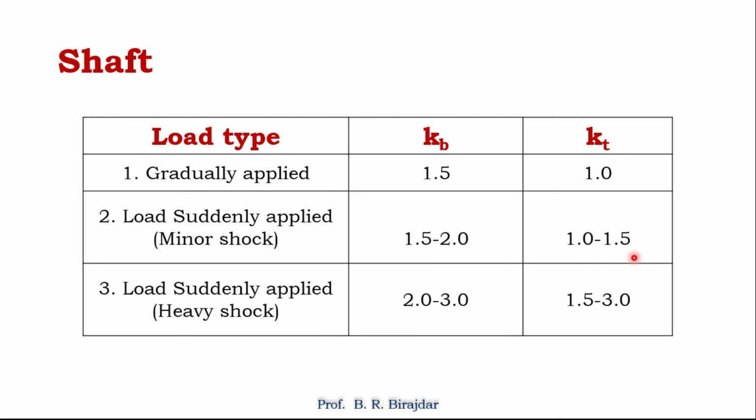And if the load, instead of sudden, is heavily shock applied, then Kb and Kt vary: instead of 1.5, now it is in the range 2 to 3. So you can select the Kb value between 2 and 3, and the Kt value between 1.5 and 3. So this is the table from which you can select the values of Kb and Kt based upon the type of load applied on the shaft.